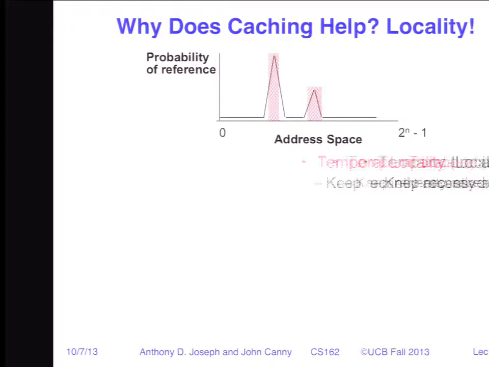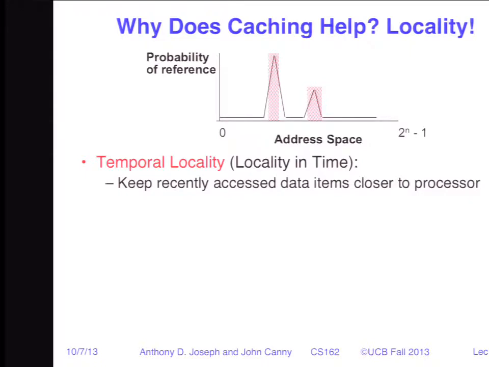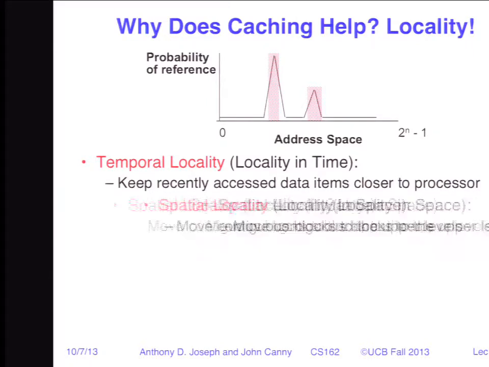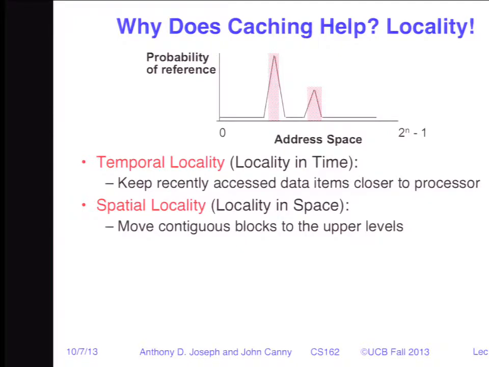There are two aspects to these peaks. One is temporal locality. If we've accessed something recently, we're more likely to access it again in the future. So that's locality in time. The second is spatial locality. That is, if we access something, we're likely to access something near it in the future. So that's locality in space. Typically we'll find in any system, if caching is going to work, we either have temporal locality or spatial locality, or we have both.